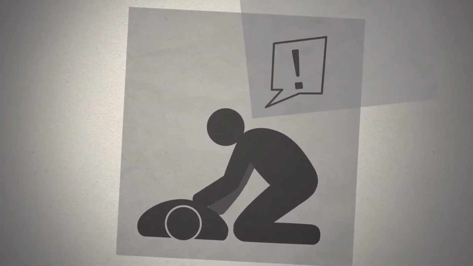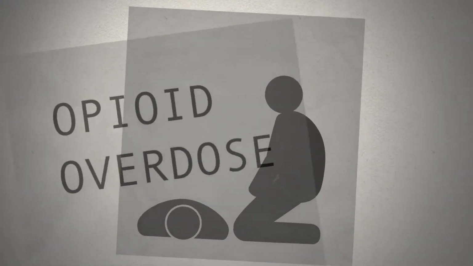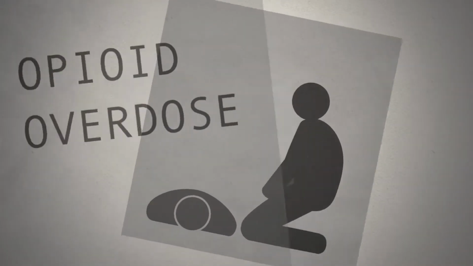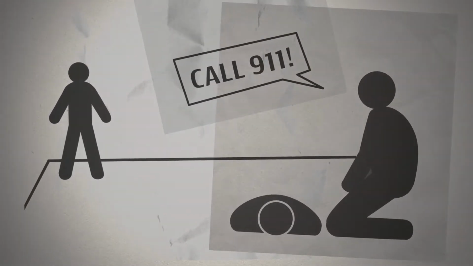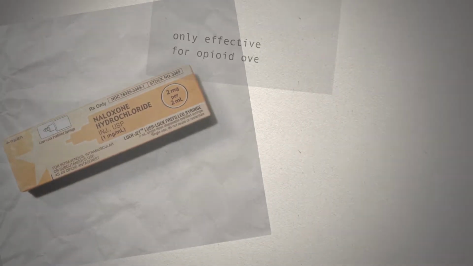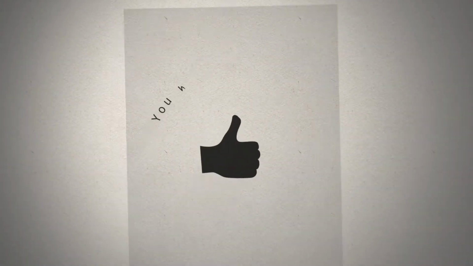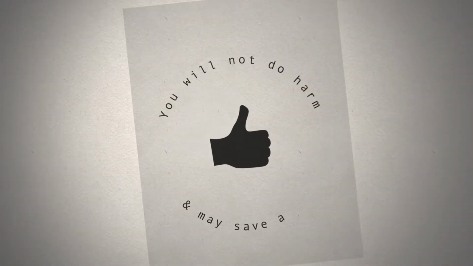First, try to wake them up. Say their name loudly, shake them. If they're still unresponsive, you may be dealing with an opioid overdose. If you're with someone else, tell them to call 911. Then, prepare to administer naloxone. Naloxone is only effective for opioid overdoses, but if you aren't sure what substances are involved, you will not do any harm by giving naloxone, and you may save a life.